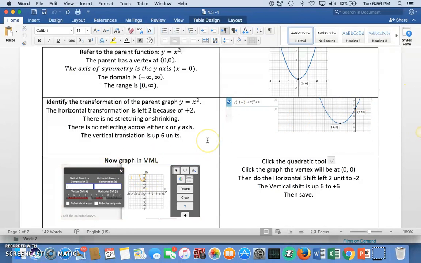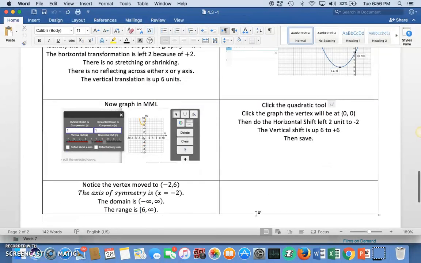These are just different setups as far as your each little block means the same kind of thing, but they look a little different, but it's really the same, just whatever your window has been set for and so forth. And what actually happened, the vertex moved to negative 2, 6.